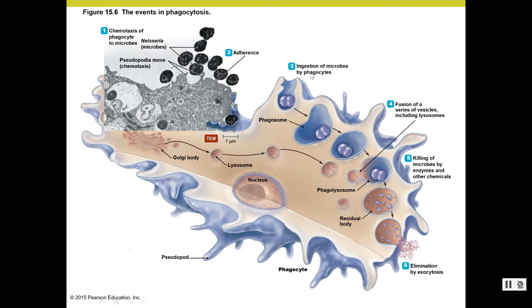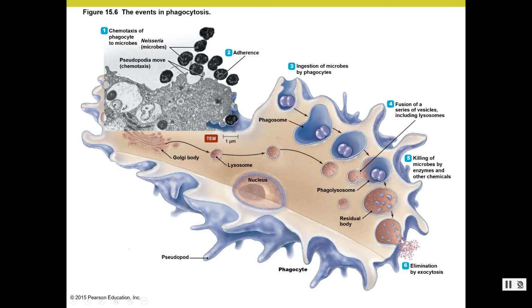So after ingestion, your book says maturation, and that's the fusing of this phagosome with the lysosome that is produced by the cell and has these chemicals, reactive chemicals, enzymes in it. This makes a phagolysosome, so maturation. Killing occurs inside the cell, and then elimination by exocytosis.